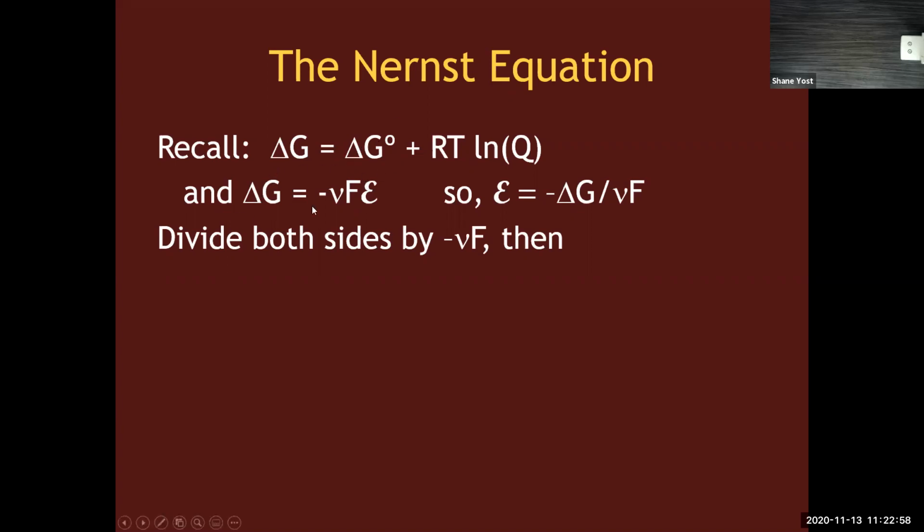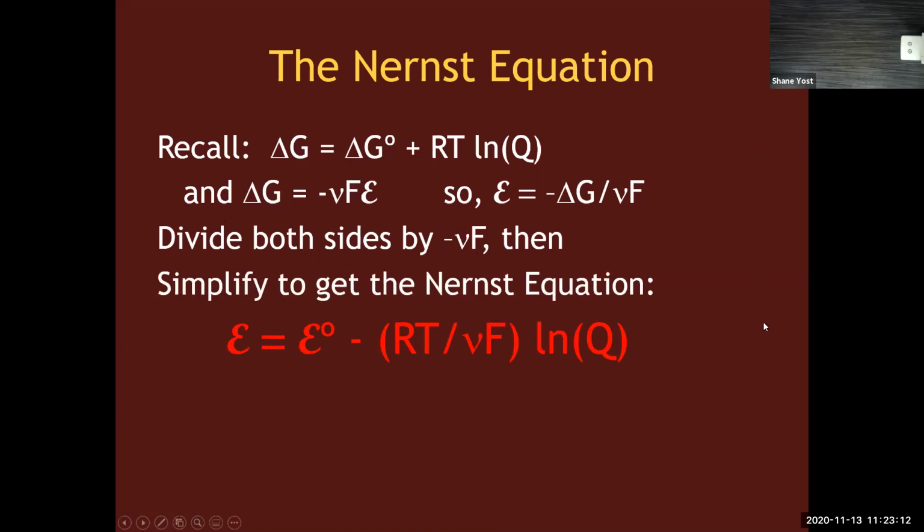Using that and the relationship we just derived between free energy and the cell potential, we can divide both sides of this equation by minus VF to get the Nernst equation: the cell potential of any reaction is related to its standard cell potential, which is the cell potential with 1 bar pressures and 1 molar concentrations, minus RT divided by VF times ln of Q. R is the ideal gas constant, F is Faraday's constant, T is your temperature, V is the stoichiometric coefficient of electrons being transferred, and Q is your reaction quotient.